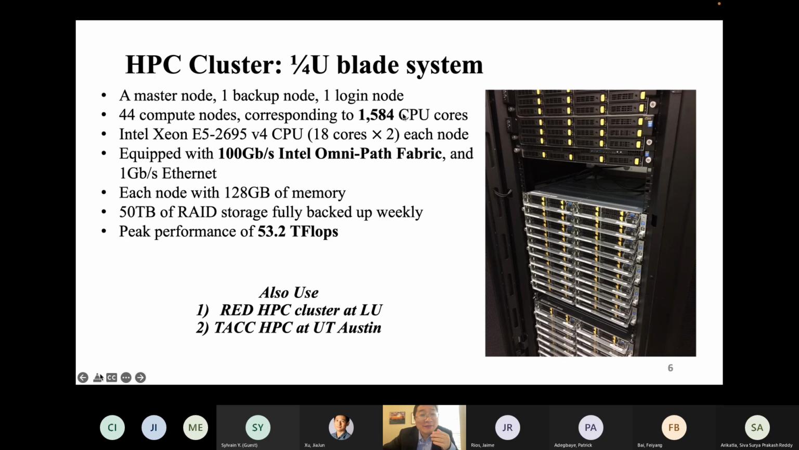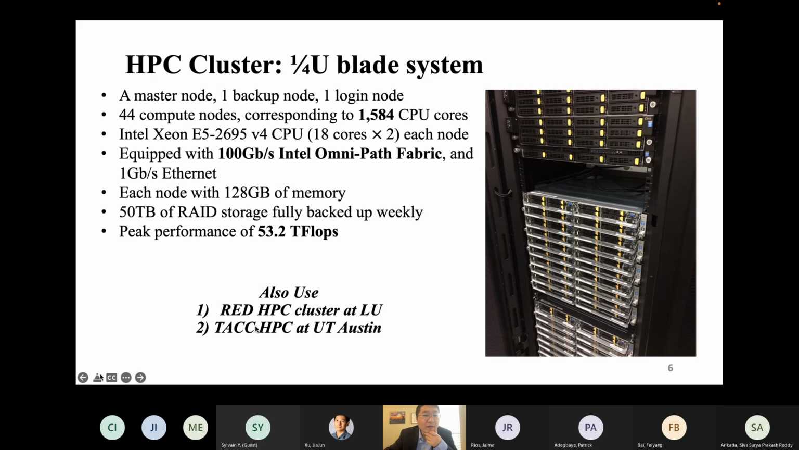We have 44 nodes, in total 1,564 CPU cores, and we have very good CPUs, but moreover, we have high speed interconnections. We have 100 gigabit per second interconnection, which is critical for our calculations. Most of our parallel computations fully rely on the high interconnection. So it's not internet. We know internet speed currently is not that fast. Well, yeah, but this is considered to be super fast.